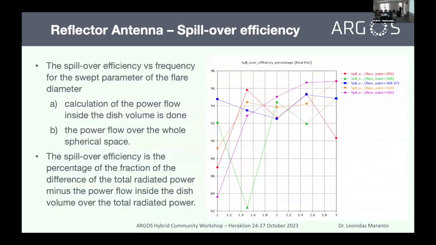And at the end, we also did the spillover efficiency investigation in order to calculate the spillover. We calculated the power flow inside this volume and the power flow over the whole spherical space, and we calculated the spillover efficiency. It's the blue line that you can see in this plot.